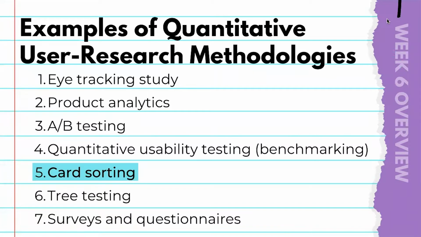So let's discuss some examples of quantitative user research methodologies. Number one, eye tracking studies. Two, product and analytics. Then you have A/B testing, quantitative usability testing or benchmarking, card sorting, which is an assignment that we completed in week 4 and are discussing in week 5, as well as you will share your card sorting activity and engage with your classmates in this week's Yellow Dig discussion. Also, tree testing and surveys and questionnaires. Those are just a few examples.